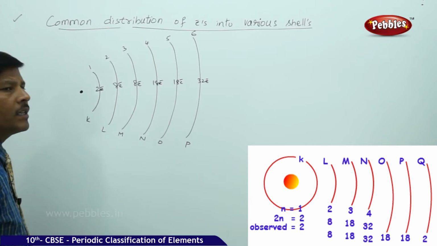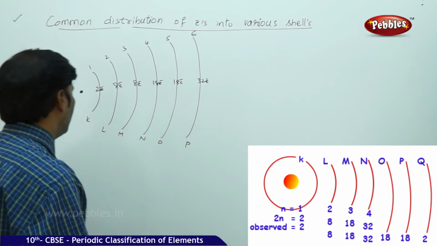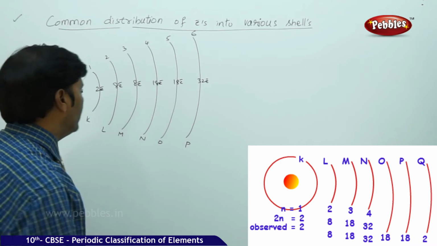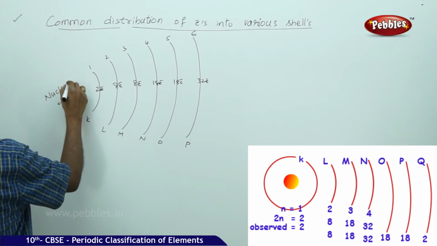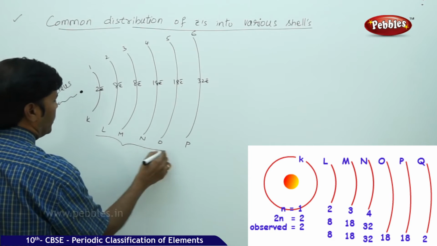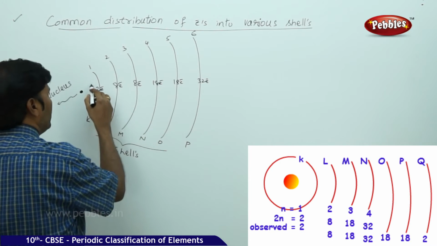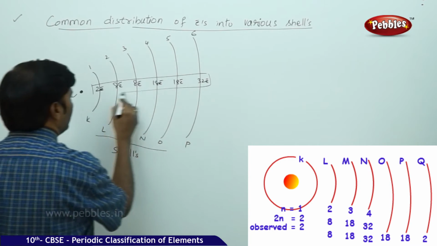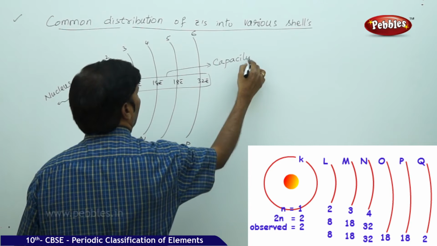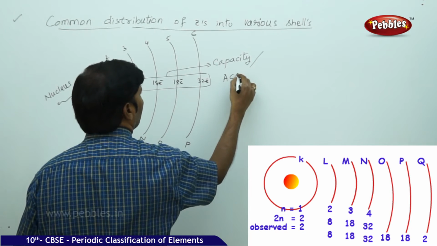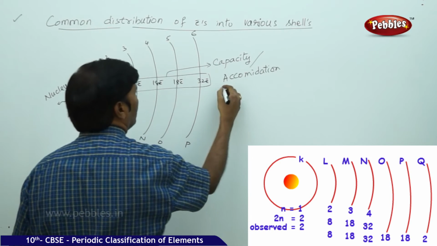The shells can be designated by any method. Either you can designate them through numbers or through alphabets. You can see that this is the nucleus of an atom of an element. These are the shells, and this is the capacity or accommodation of electrons.